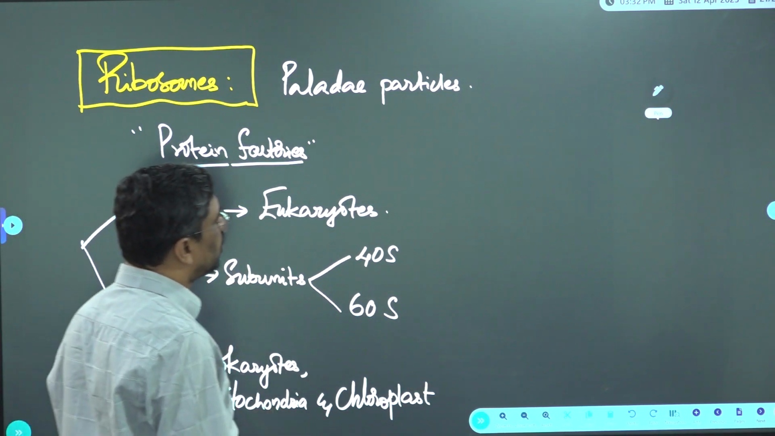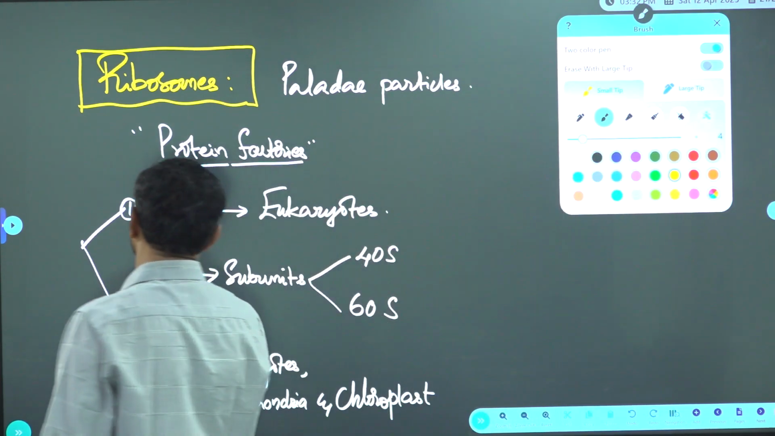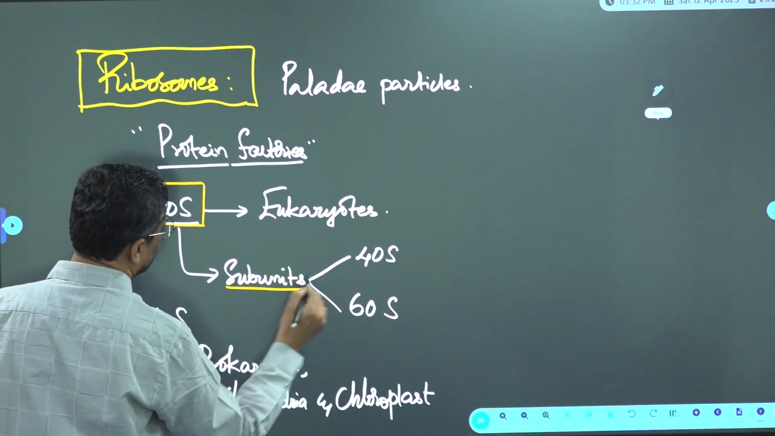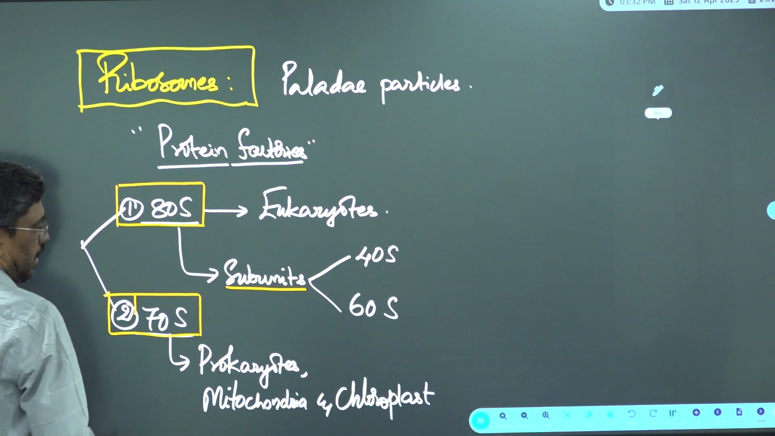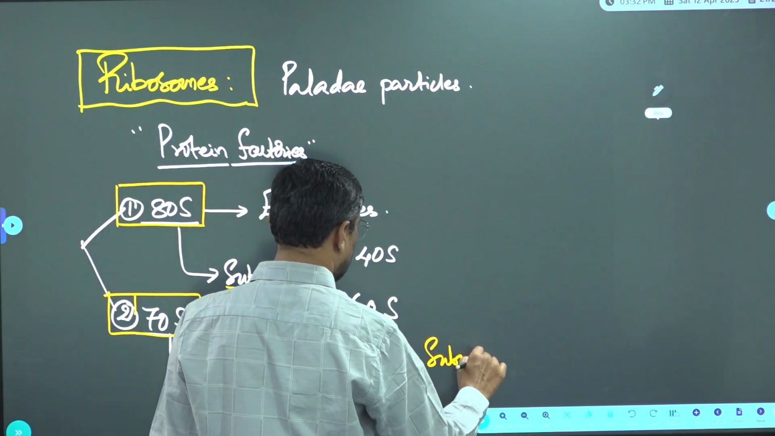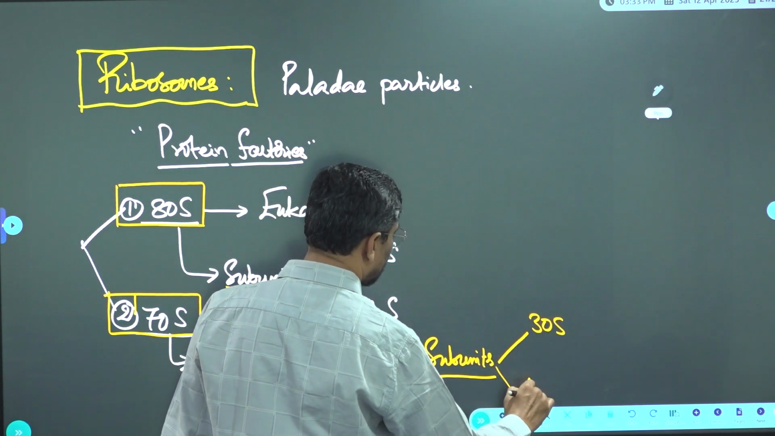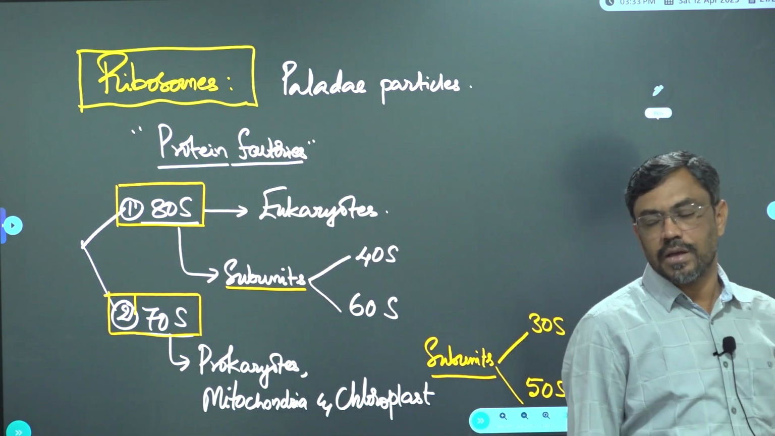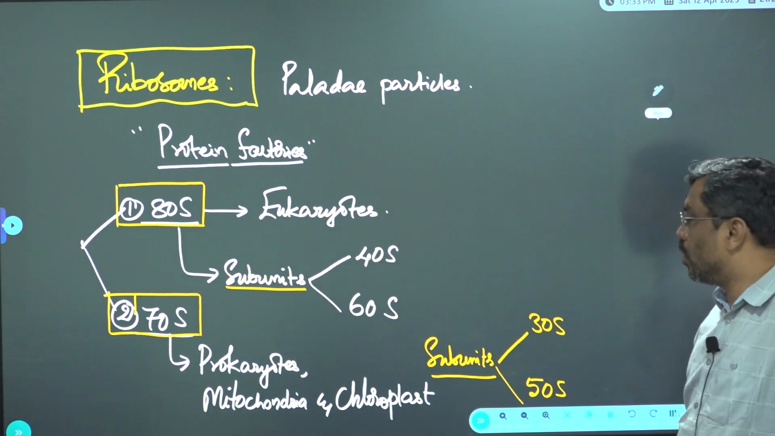So, 80S type of ribosomes have two subunits, 40S and 60S. 70S type of ribosomes have subunits 30S and 50S. Individually, they are 30S and 50S. Here, 80S ribosomes are individually 40S and 60S. That you have to remember.